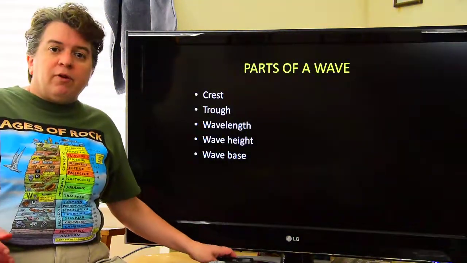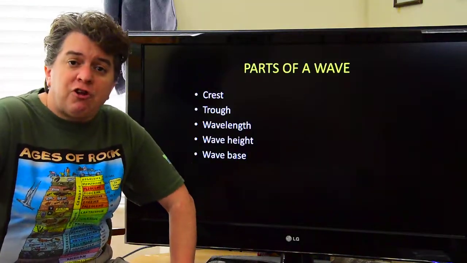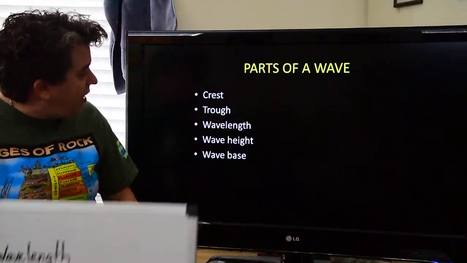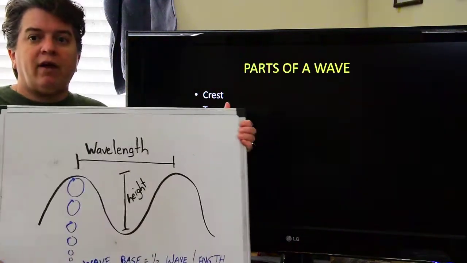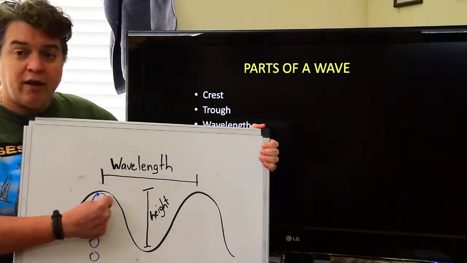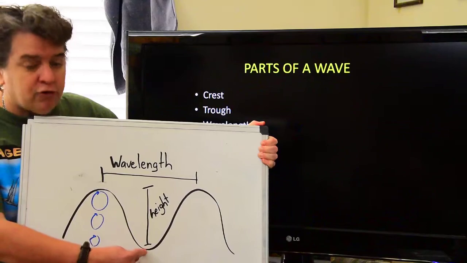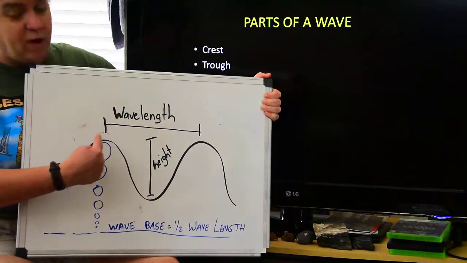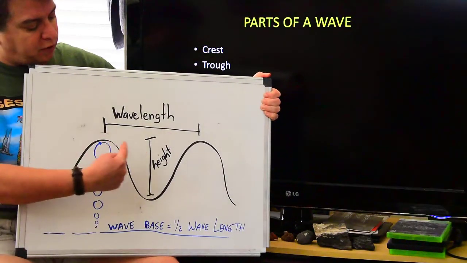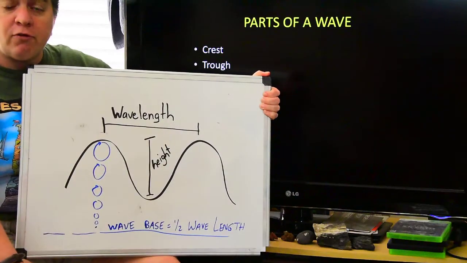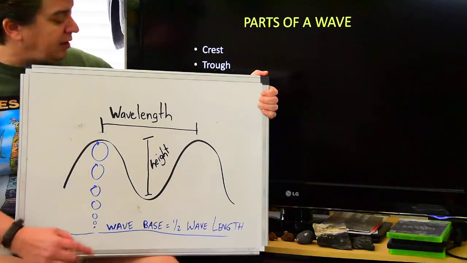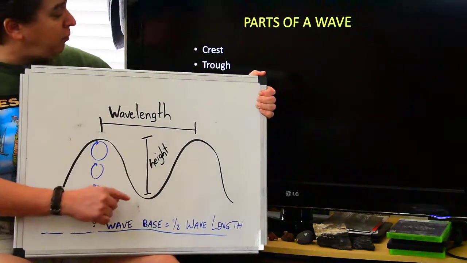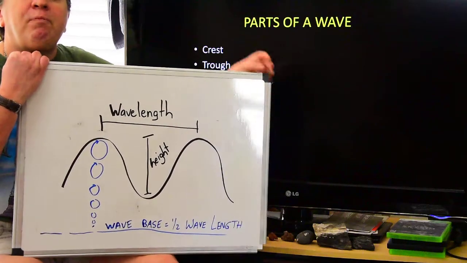Now, waves, which are one of the big things that shape our coastal areas, have some parts to them as well. So on your typical wave, you have a crest, which is the high point. You have a trough, which is the lowest point. You have the wave length, which gets measured from crest to crest, or you can do it from trough to trough. You just have to be consistent. You have the wave height measured from the trough to the crest. That's our wave height.